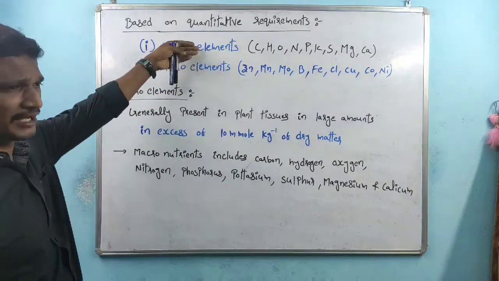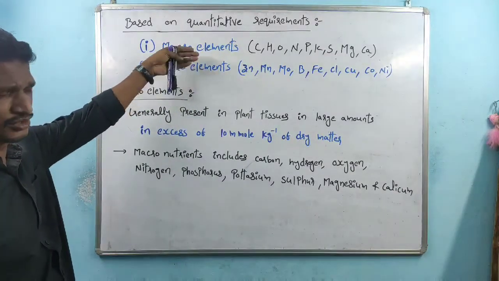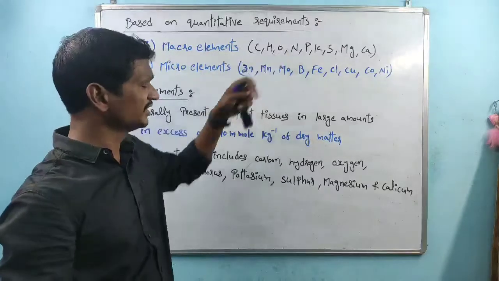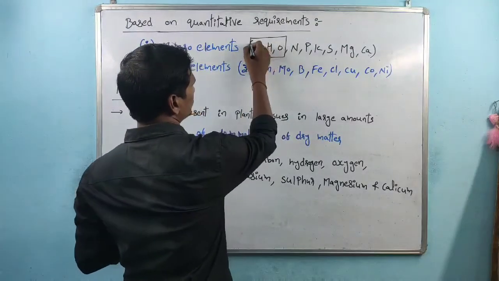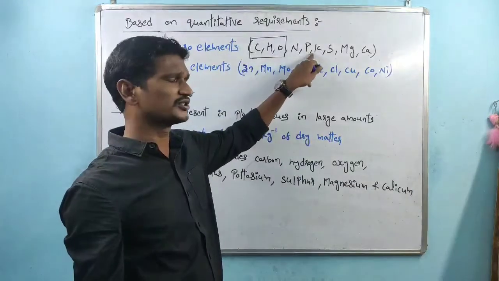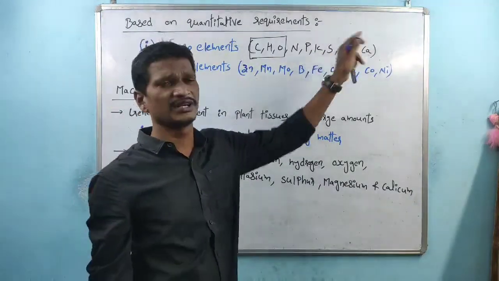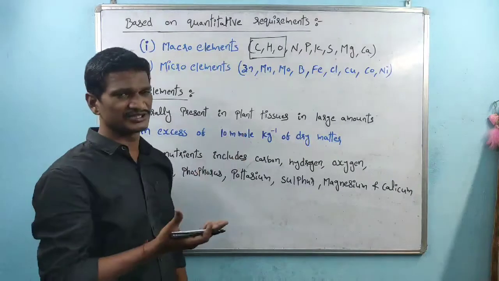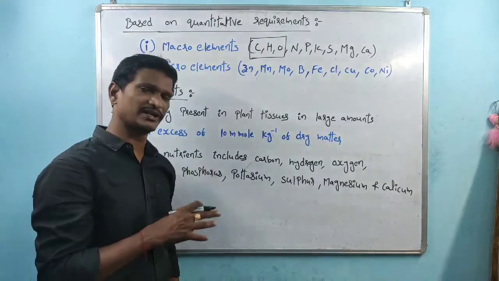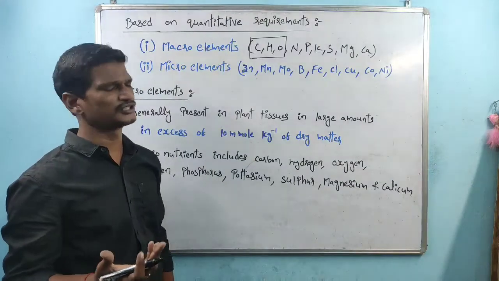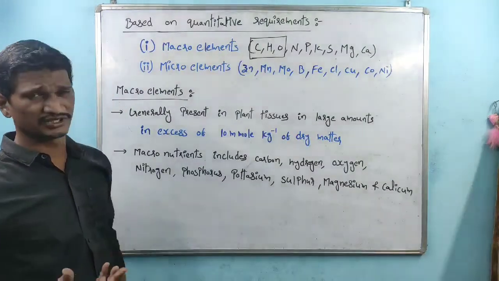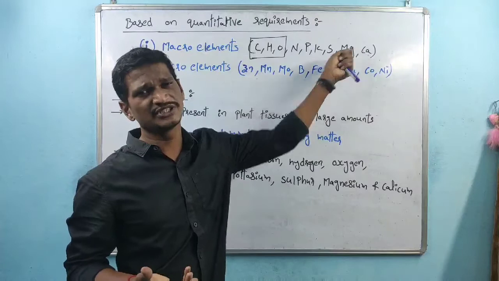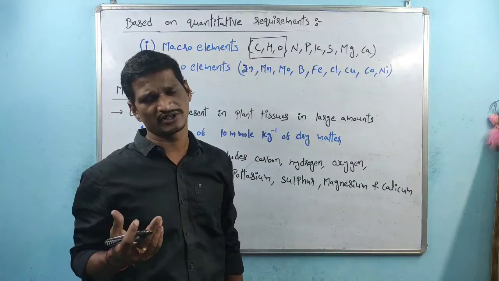These are the macro elements and the micro elements. We have to study the macro elements: carbon, hydrogen, oxygen, which have a very specific role that I will explain, and nitrogen, phosphorus, potassium, sulfur, magnesium, calcium. We have to remember which are micro and which are macro. This is a very important area, and most questions are asked from it. CHO and PK, then S, Mg, Ca, that is the order for the macro elements.